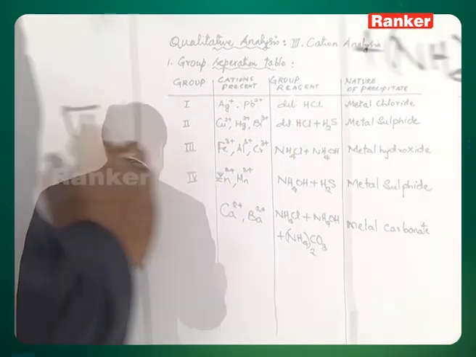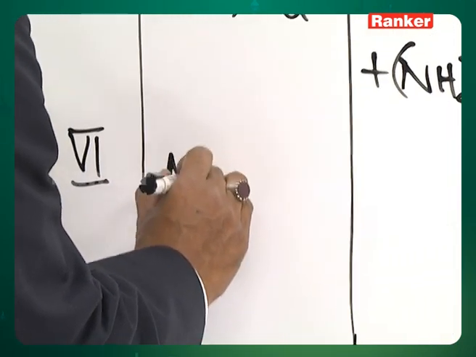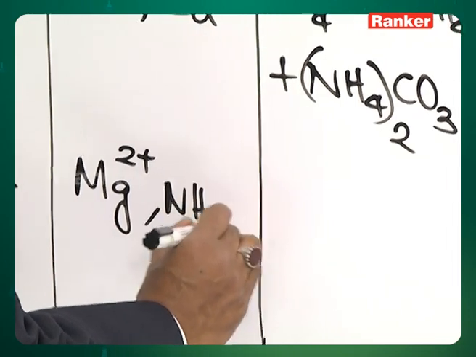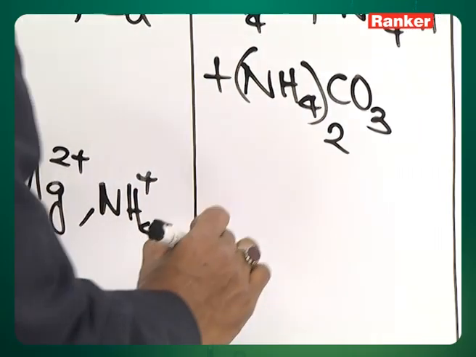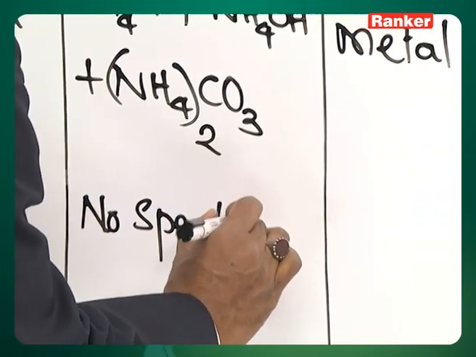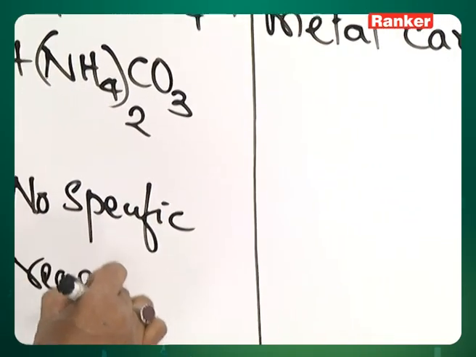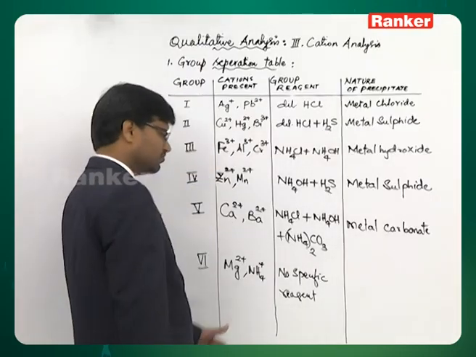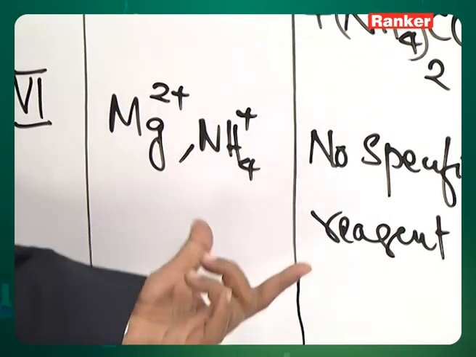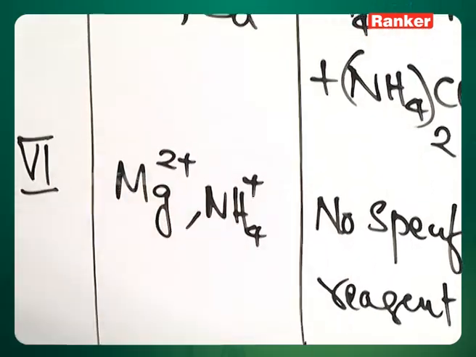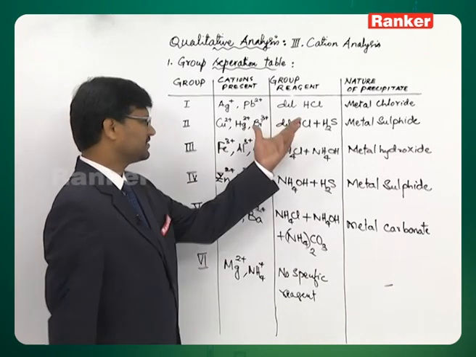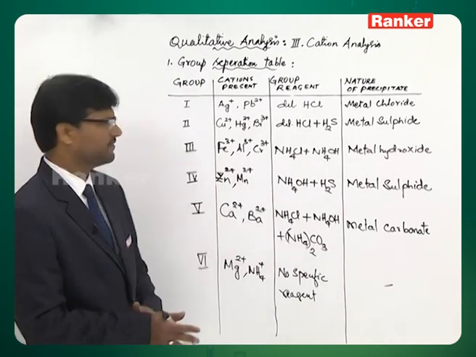Finally, 6th one, here you have Mg2 plus and NH4 plus. No specific reagent. These two are identified separately by special reactions. So, it is a miscellaneous group and there is no specific group reagent for this. This is the list of cations we are going to discuss one by one.